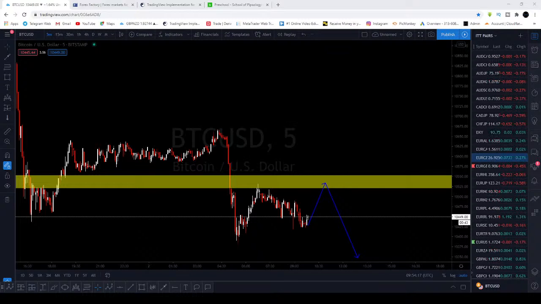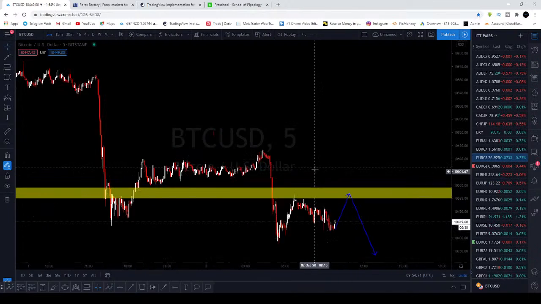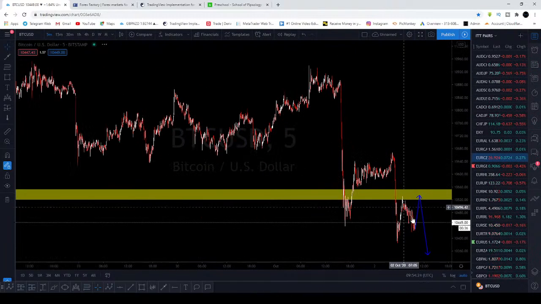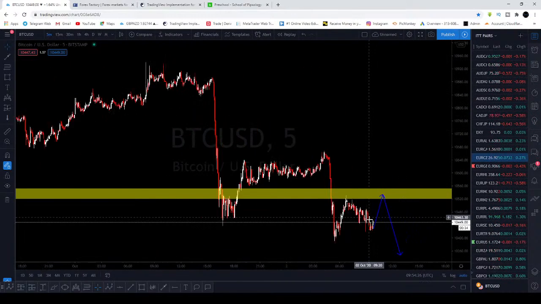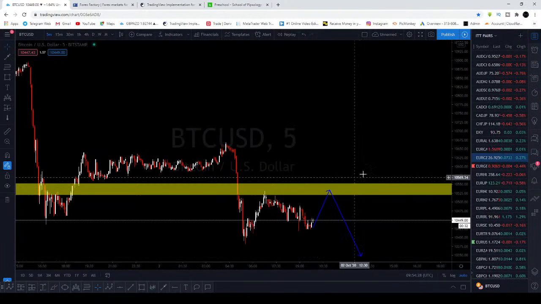So yeah, let's continue. Some people are saying Bitcoin is going to drop again. Like you see, I say Bitcoin is going to drop again once it continues to reject this level and continues to drop.